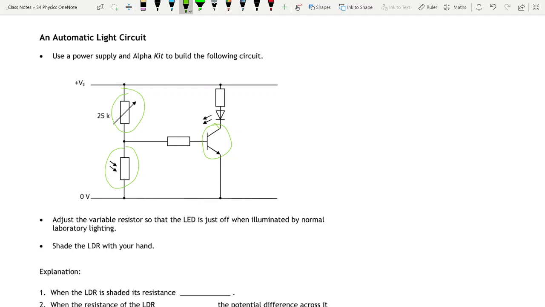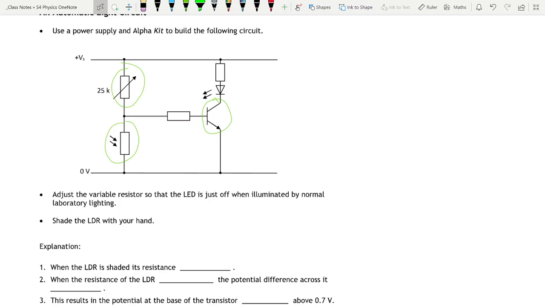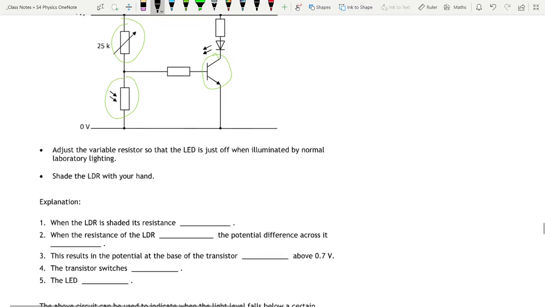Okay, so what happens with this circuit is, if you shade or illuminate the LDR, the light dependent resistor, we know that if you increase the light, the resistance goes down. LURD, light up, resistance down. So when you shade the LDR with your hand, the resistance will increase. When the LDR is shaded, its resistance increases.